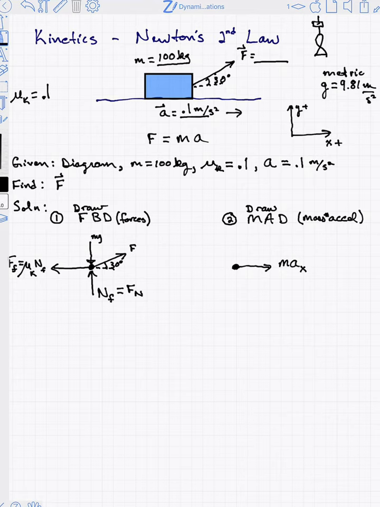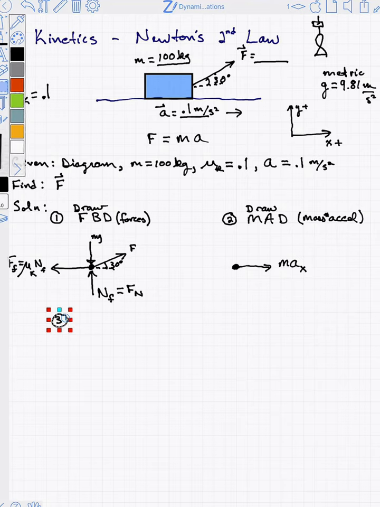All right. So step 3 is where we take all of the forces from the FBD and set them equal to the mass times acceleration on the MAD.